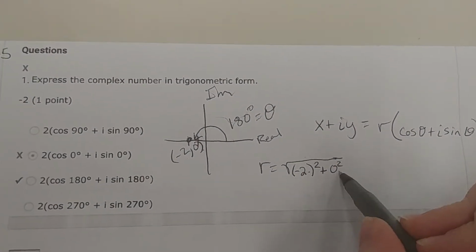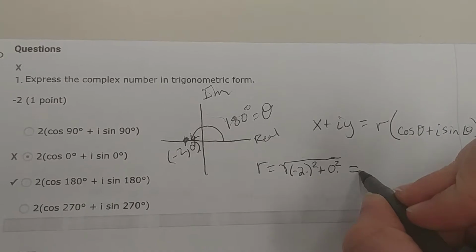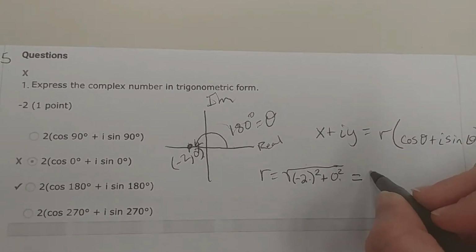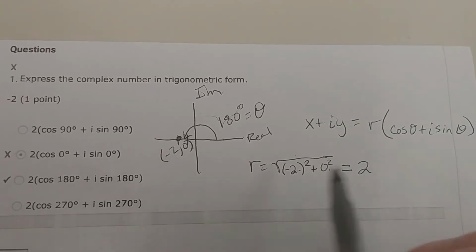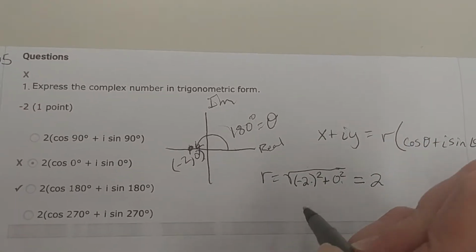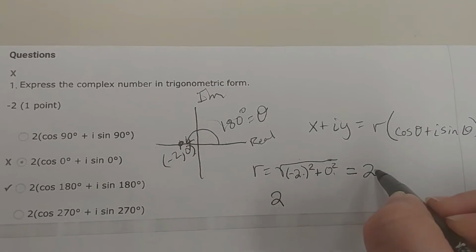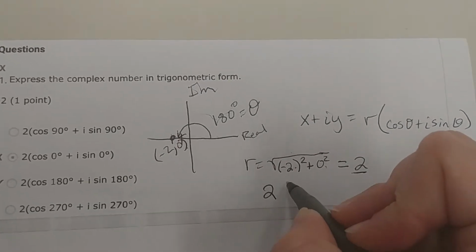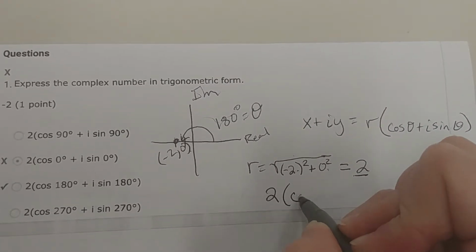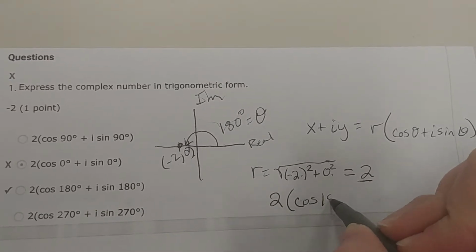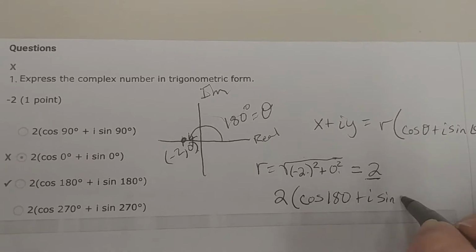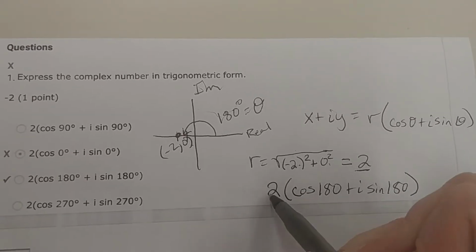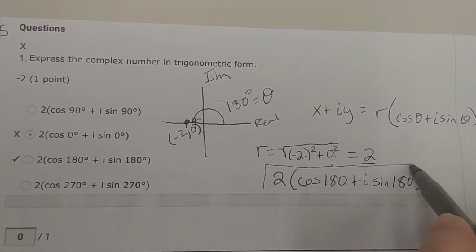So there's my real, there's my imaginary. When I put that in the calculator, -2 squared is 4, square root of 4 is 2. So when I'm trying to change -2 into a trig function, that r comes out to be 2. Then I come inside my quantity, and it's cosine of theta, which was 180, plus i sine 180. And that is going to be my answer for this first problem.